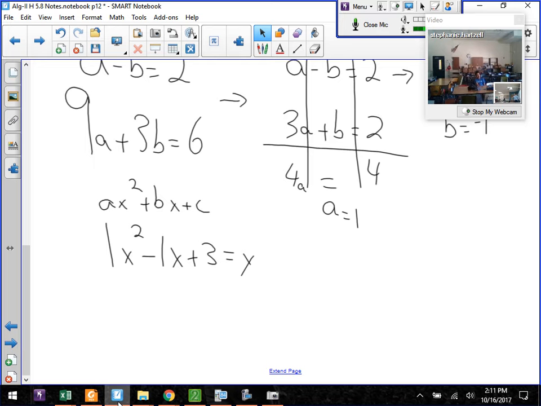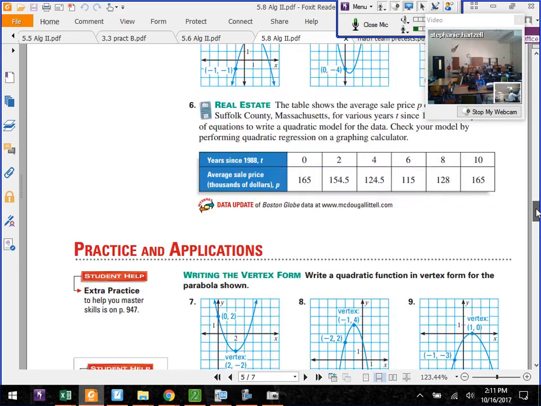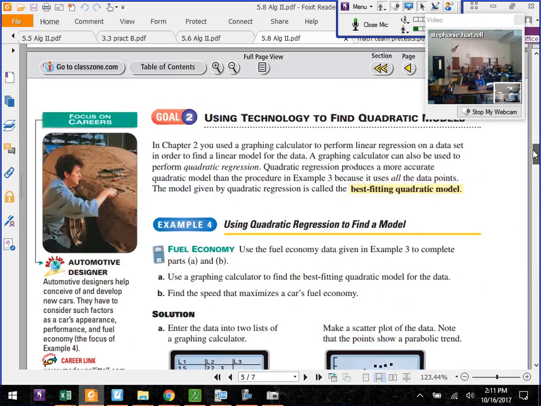Yes, so are all of these going to be like that, or is it going to be sometimes? I don't know. Maybe. I don't know. Let's see which one it was. It was up here.